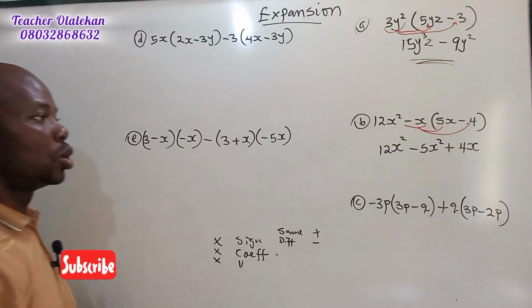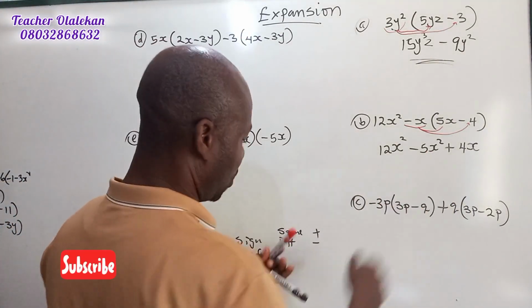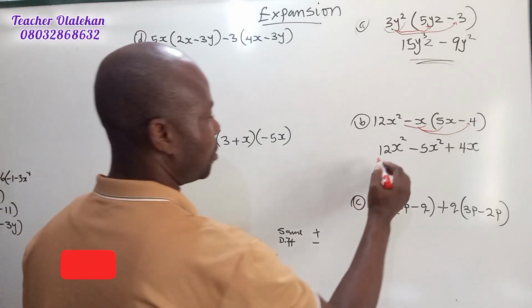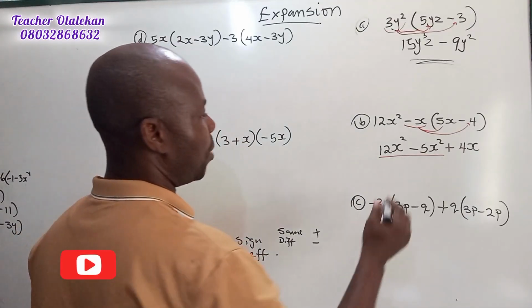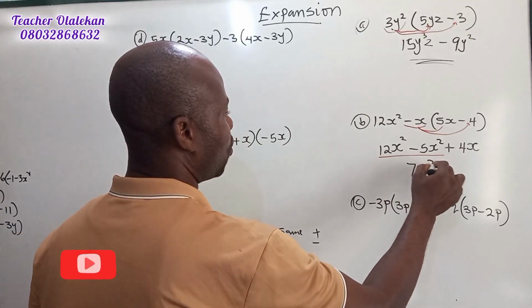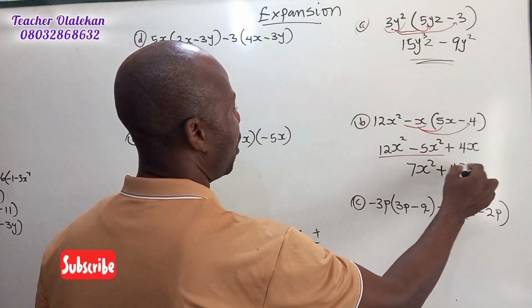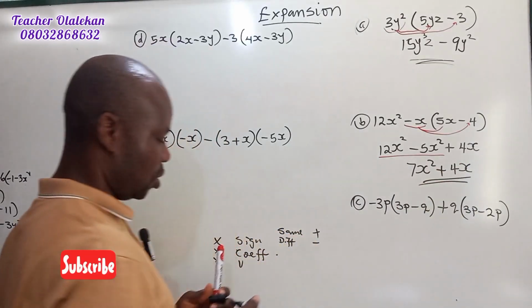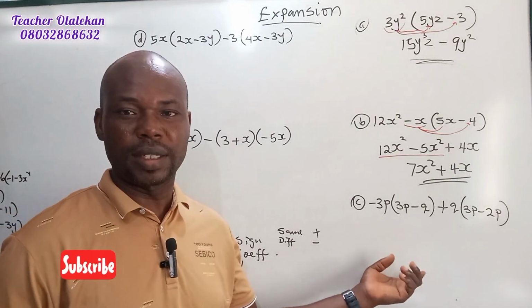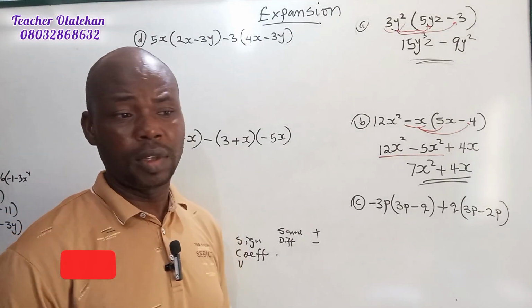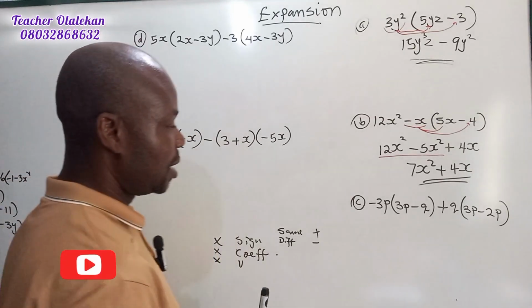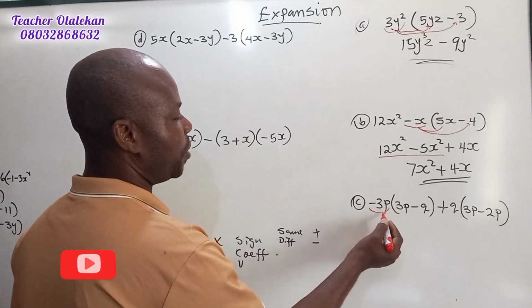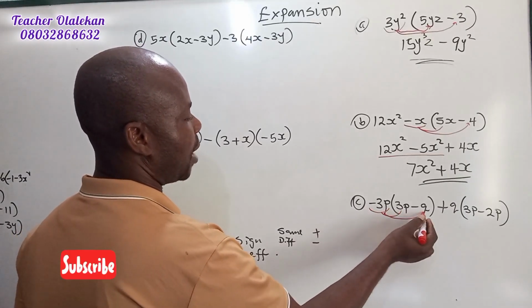That's fine. Good. So at this stage, the like terms have already been collected for us, right? So that means we have 12x squared and that. That will give us 7x squared plus 4x as the final result. So in this, our third example, we follow the same thing. Do not forget this minus 3p will be used to open this bracket.